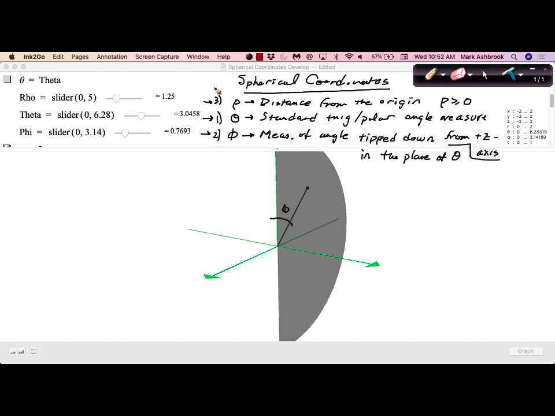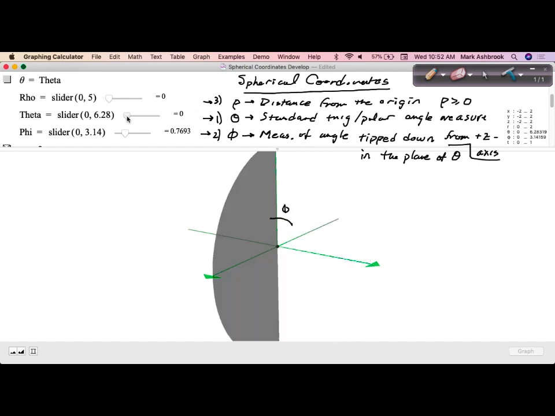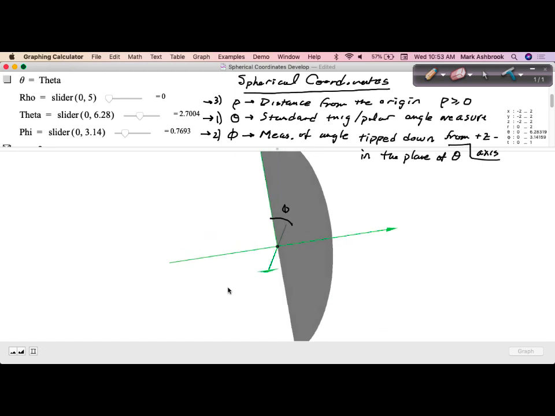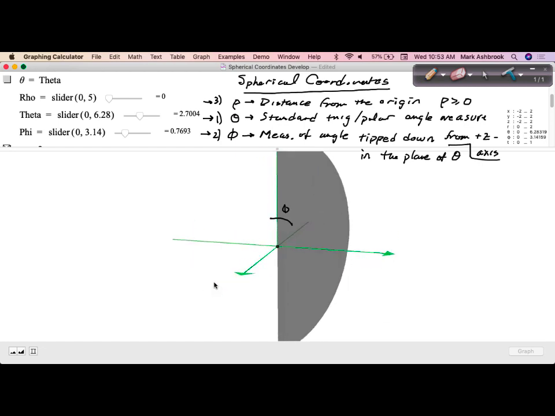So pick your angle measure first. Let's show that. So here's theta coming around like this. Pick a theta first. So we'll pick something like, is that like 3 pi over 4? Somewhere around there? 5 pi over 6, something like that in the second quadrant. I'm showing theta in the second quadrant there. Then pick your phi. So phi equals 0 is the positive z-axis. And then in the theta plane, tip down.